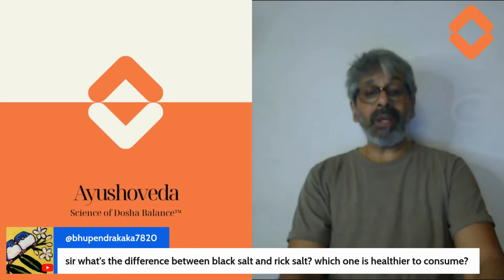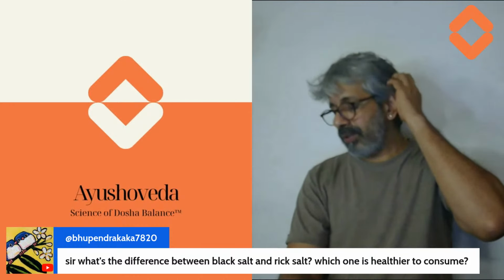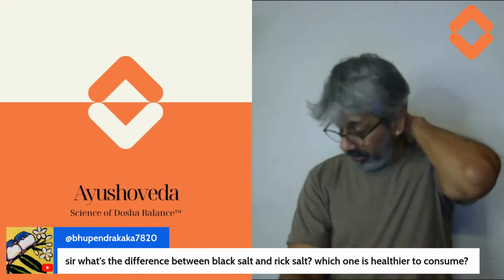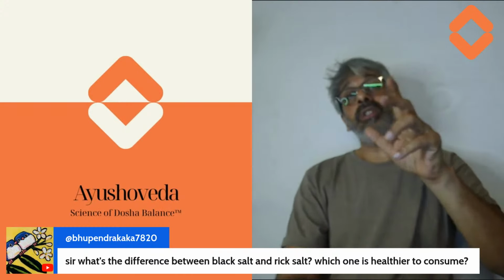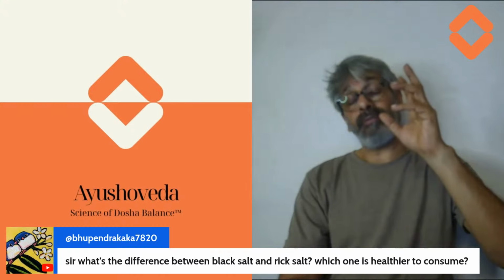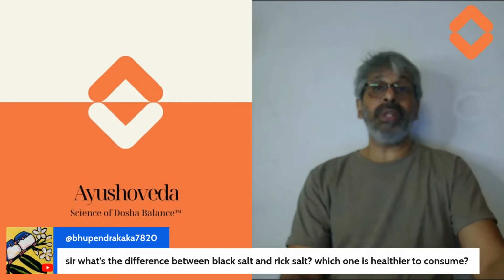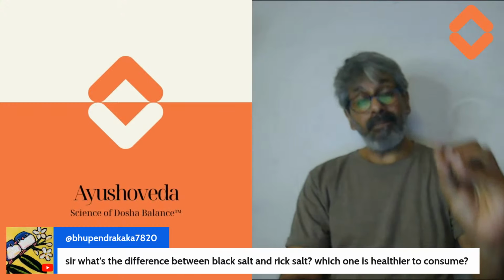Is there a difference between black salt and rock salt? Which one is healthier to consume? Himalayan pink salt, according to Ayurveda, Saindhava Lavana is considered to be the best salt, because all salts are ushna and bad for the eyes and they increase pitta. The only salt which does not do that is Saindhava Lavana. So Saindhava Lavana is considered to be the best salt.